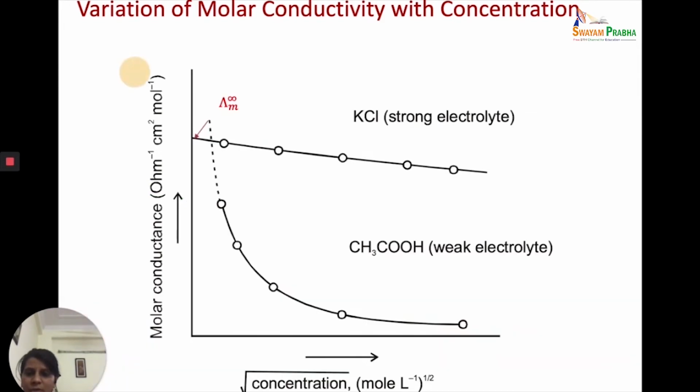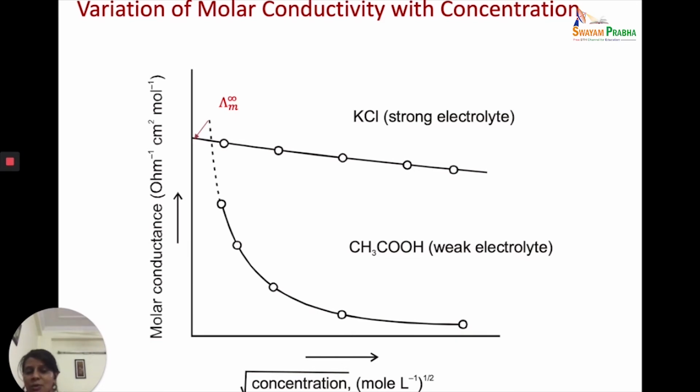But when Kohlrausch realized that this graph of lambda m versus root C was not linear in nature, he plotted another graph of molar conductance versus root concentration, and now he found that for a strong electrolyte the graph was linear, but for a weak electrolyte it was not linear. In fact, he realized that the graph was linear for strong electrolyte and could be extrapolated to give you a value of molar conductance at almost zero concentration.